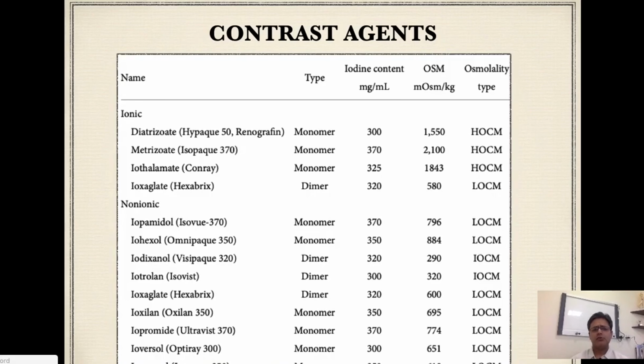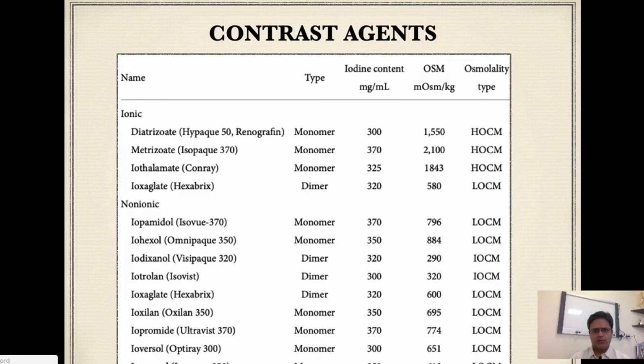So this slide shows you an example of different types of contrast agents. If you look at the second column, you see whether they're monomers or dimers. And then the ionic ones have been separated from the non-ionic ones. So Omnipaque is actually a monomer and it's non-ionic.